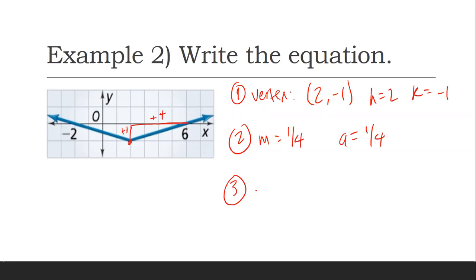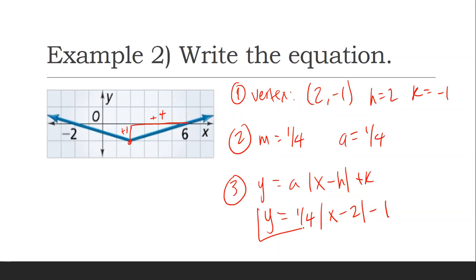Plug into the general form. Again, the general form is a absolute value of x minus h plus k. Plug it in, we get y equals 1/4 absolute value of x minus 2 minus 1. Ta-da! We wrote an absolute value equation. Easy enough?